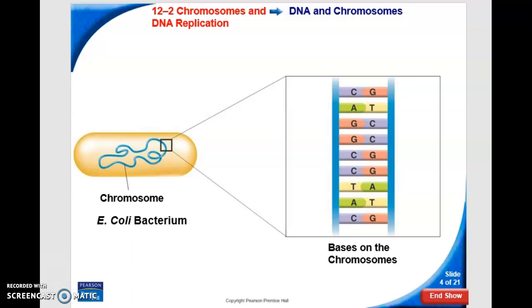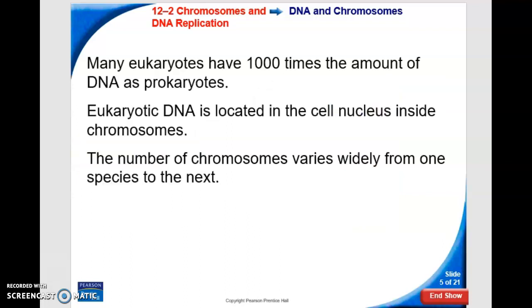So, like ourselves, humans and other animals, we are eukaryotes. We have about 1,000 times the amount of DNA as prokaryotes, so we have much more. Now, when you get into more about this, all of our DNA does not code. We have some parts of our DNA that doesn't code for anything. And as we know, your DNA is located inside the cell's nucleus, and it's coiled, and it makes chromosomes.